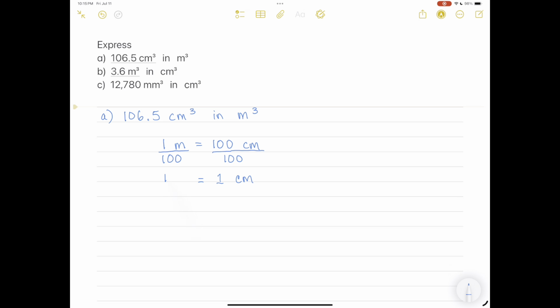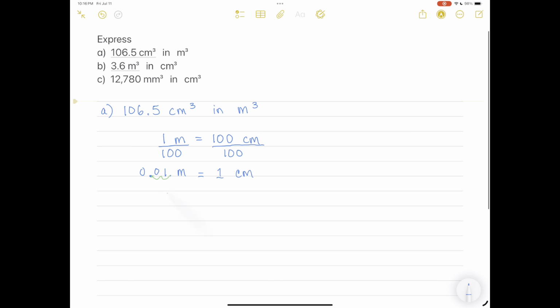And on the left-hand side, 1 meter divided by 100. Dividing by 100 means I move that decimal point 2 places, or 2 scoops, to the left, fill in that scoop with the 0, and put a 0 in front of the decimal point to get 0.01 meters. So 1 centimeter equals 0.01 meters.